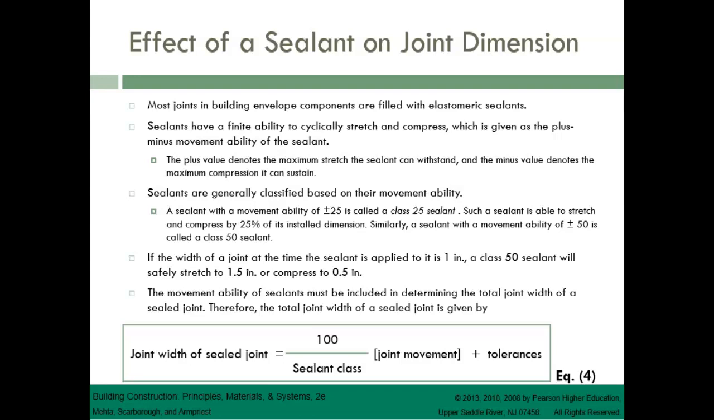Thus, a sealant with a movement ability of plus or minus 25% is called a class 25 sealant. Such a sealant is able to stretch and compress by 25% of its installed dimension. Similarly, a sealant with a movement ability of plus or minus 50% is called a class 50 sealant. Thus, if the width of the joint at the time the sealant was applied is 1 inch, a class 50 sealant will safely stretch to 1.5 inches or compress to 1/2 inch.